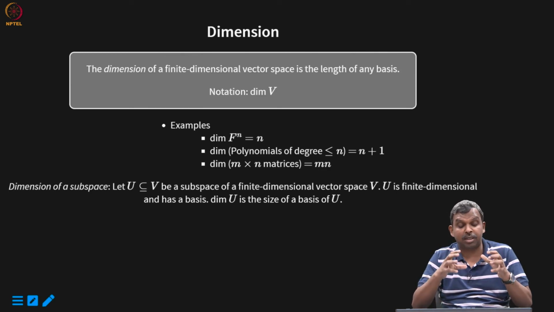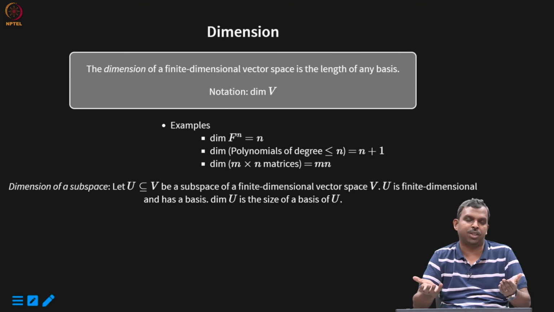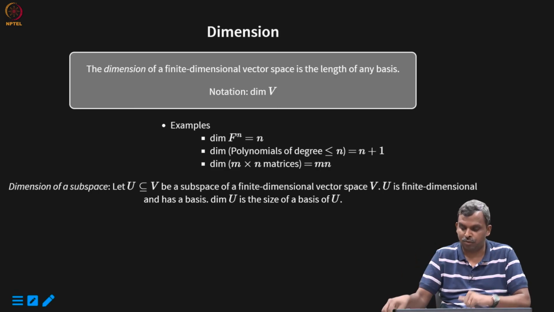So for subspaces also we'll define the same notion of dimension. The notation will be the same. If you have a vector space V, its dimension is dim V. For a subspace of V also, we will use the same notation. Dimension of U is the dimension of that subspace.